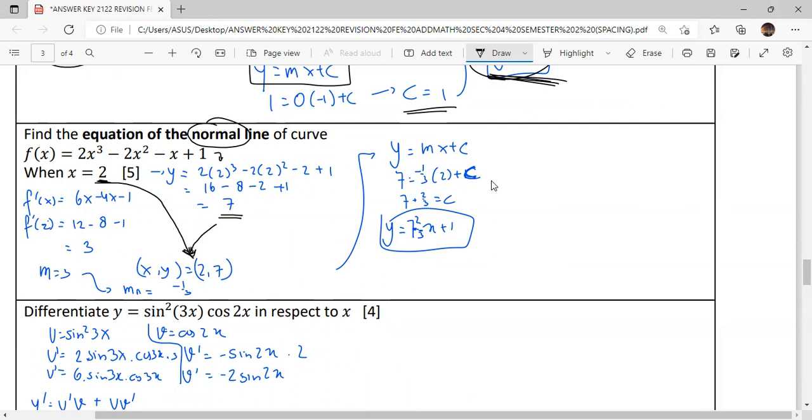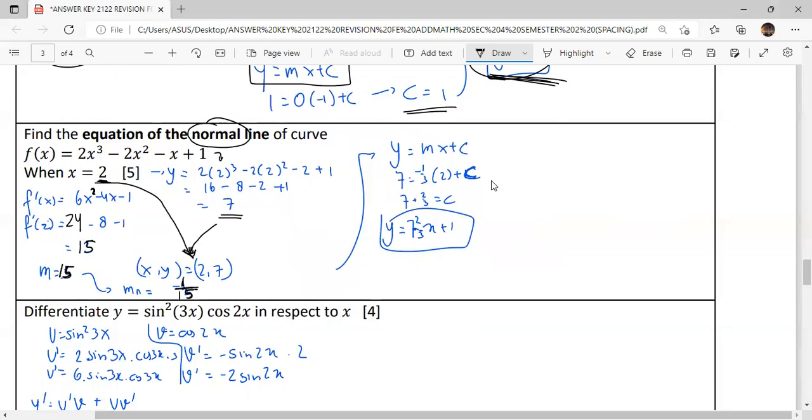The gradient, careful, the derivative is 6x squared minus 4x minus 1, right? And then you get 6 times 2 squared. Oh, I got it wrong. Luckily I caught it. 6 times 2 squared, that's 24. 24 minus 8 minus 1 is 15. So the gradient of the tangent is 15 and the normal is negative 1 over 15.